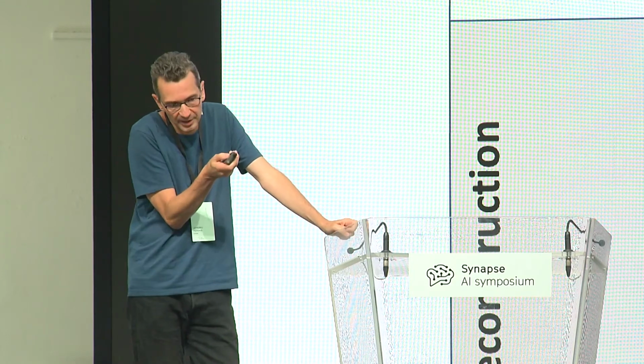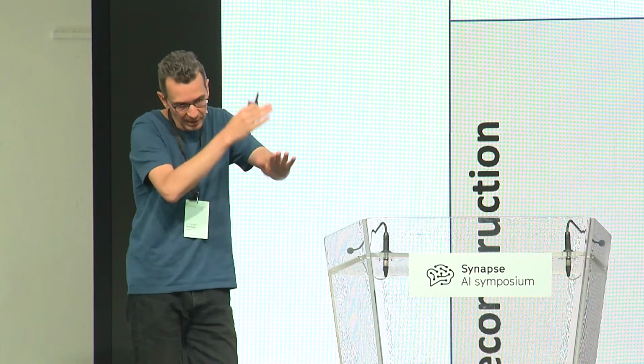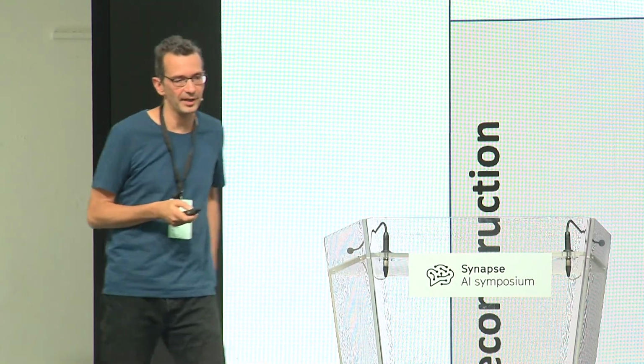Here is another example with this couch. The cushion of the couch is reconstructed again, thanks to the priors.